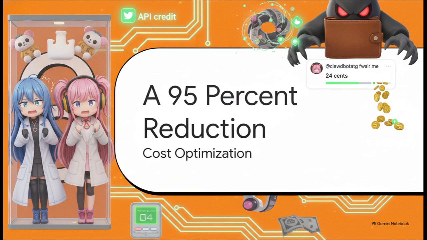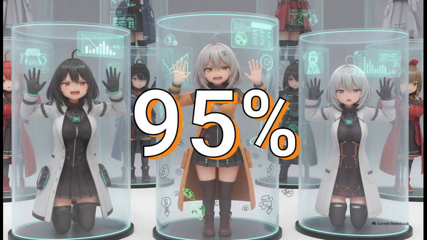Which brings us to Section 3, a 95% reduction, the cost optimization climax. All right, we have officially arrived at the boss fight of this explainer. The original pipeline cost a massive 24 cents per image. That is a literal villain of a cost that could drain a wallet in hours if the bot went viral, listening for the @clawdbot@clawfwair-me command.